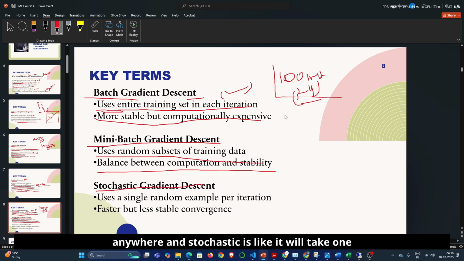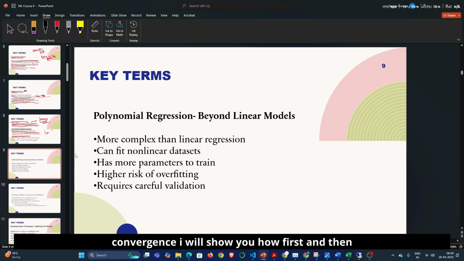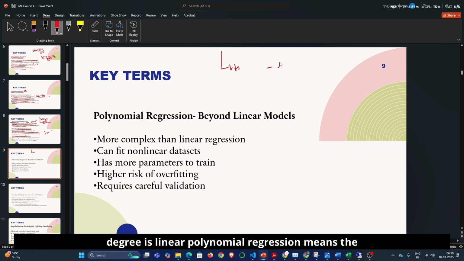And stochastic will take one random example per iteration. Faster but less convergence. I will show you how. First, polynomial regression. Linear regression means the degree is linear. Polynomial regression means the degree is higher.